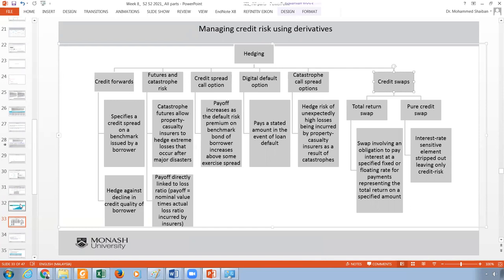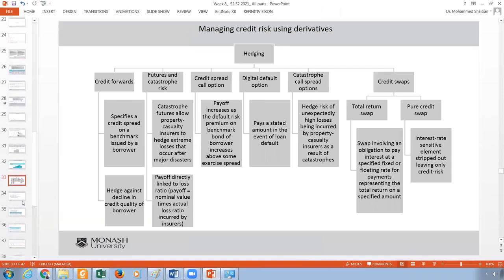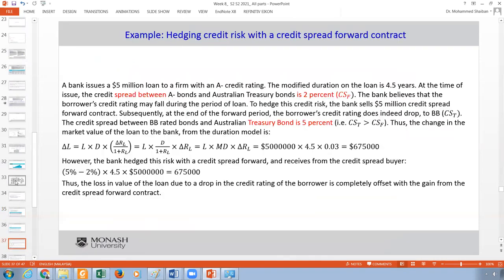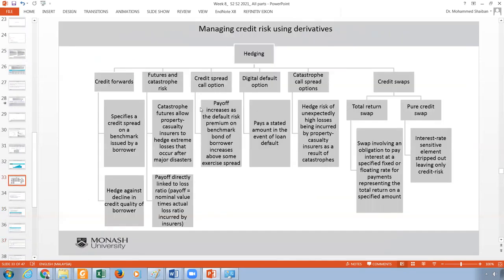Now, for the exam purposes, I will not check with you the payoffs and the calculations. I just want you to know what kind of derivatives we have to hedge our credit risk, and that's all about it.